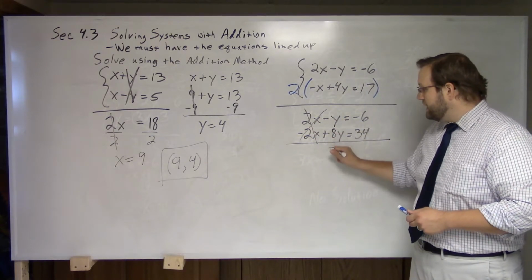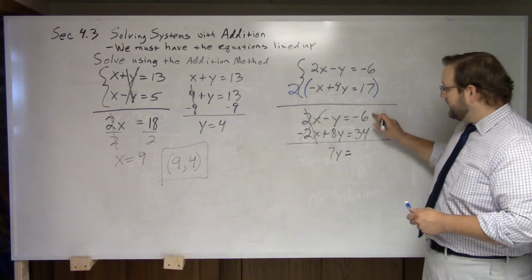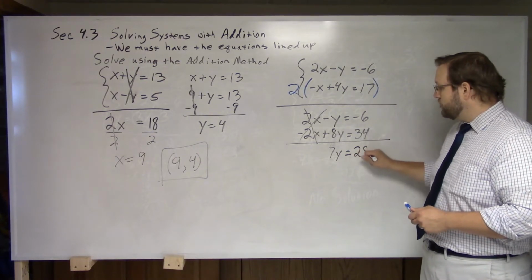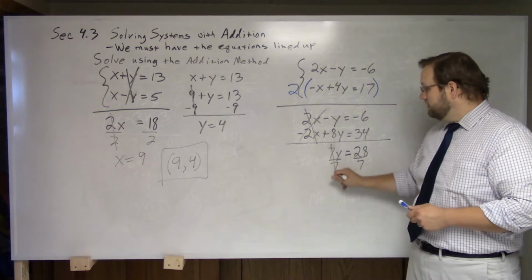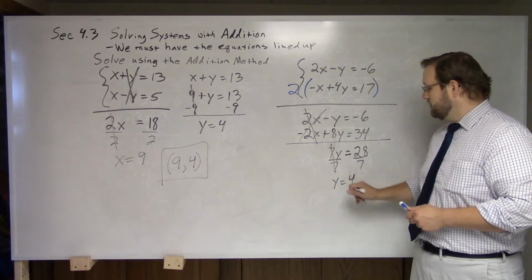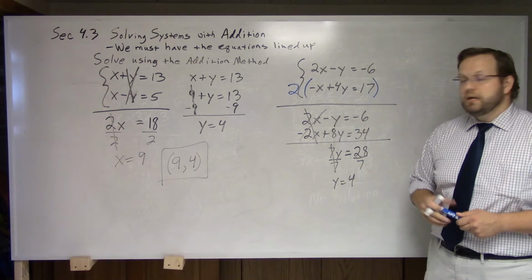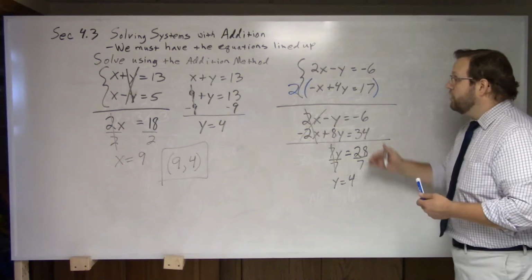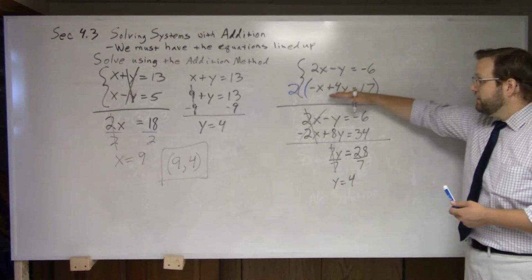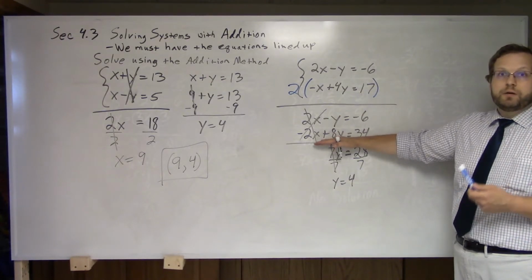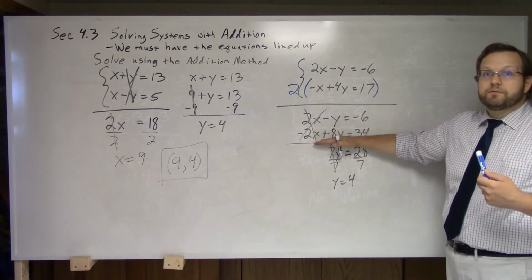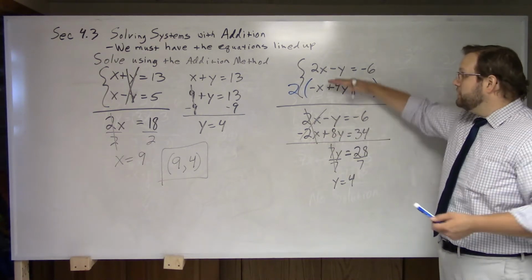-1y plus 8y is 7y. -6 plus 34 is 28. And then I can divide by 7. And there's your y value. To get the x value, you can go into this equation, or this equation that we got down here. Whatever is easiest for you, you go with it. I'm going to go with this first one.